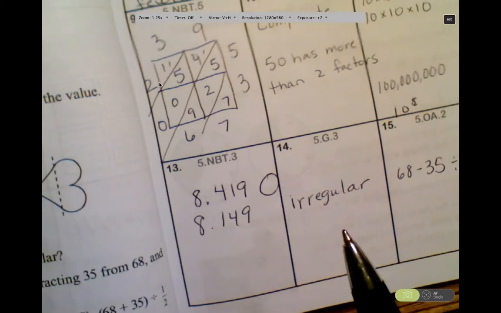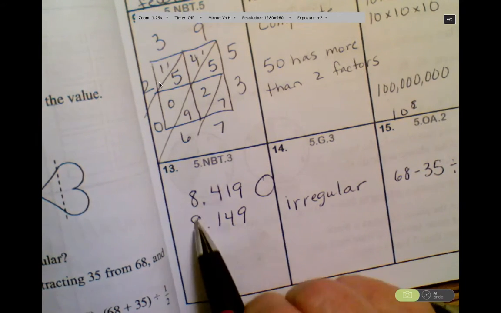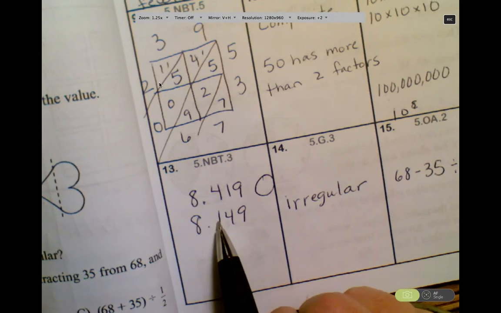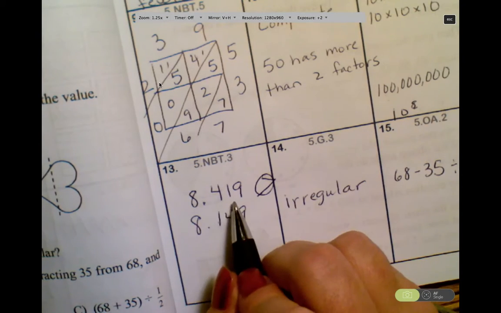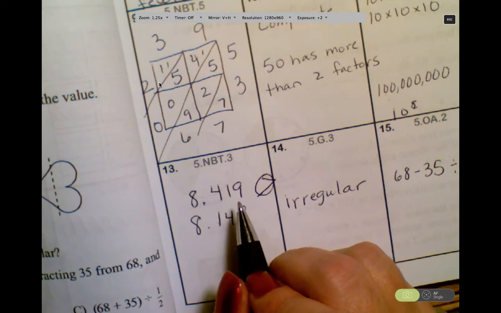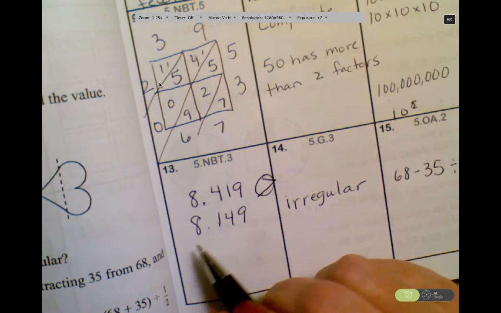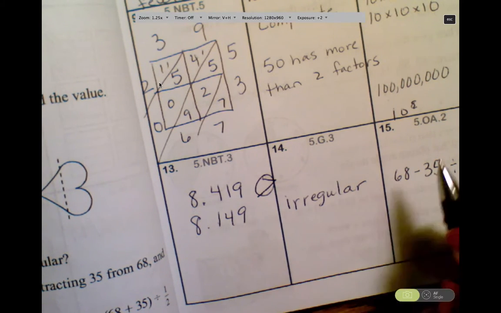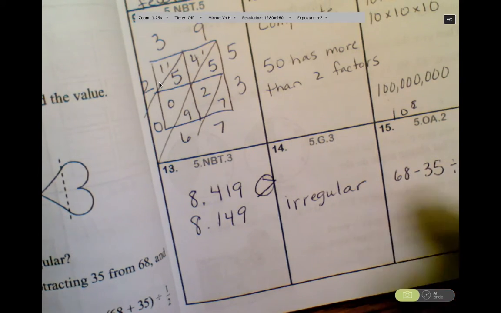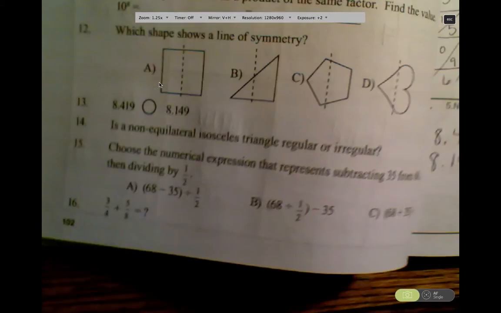So now I want to compare these two numbers. 8 is the same. 4 is greater than 1. I can stop and I know that the top number, 8 and 419 thousandths, is greater than 8 and 149 thousandths.